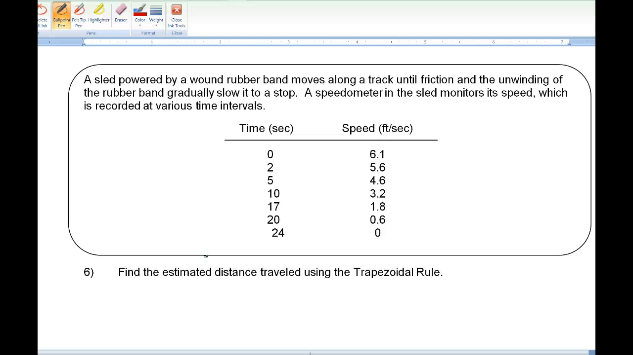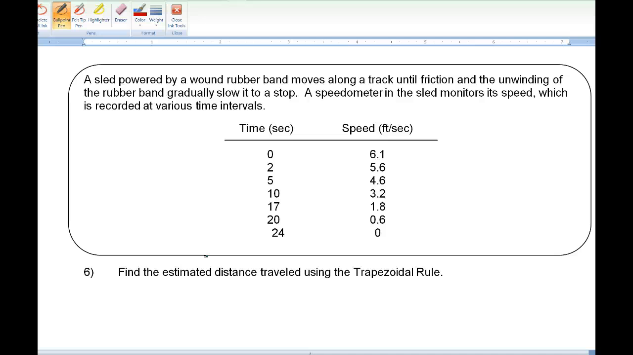Okay, so a sled powered by a wound rubber band moves along a track until friction and the unwinding of the rubber band gradually slow it to a stop. The speedometer in the sled monitors its speed, which is recorded at various time intervals. So it's not equal time intervals. Those approximation methods we were using were for equal subinterval length.